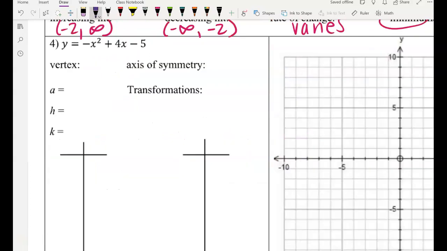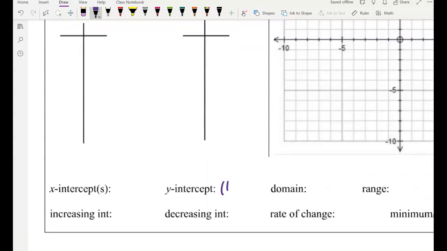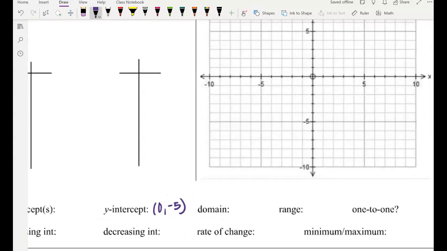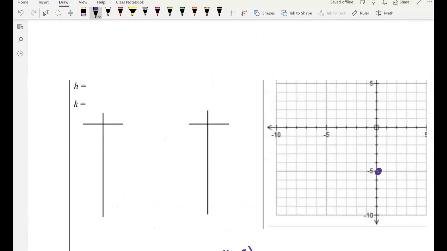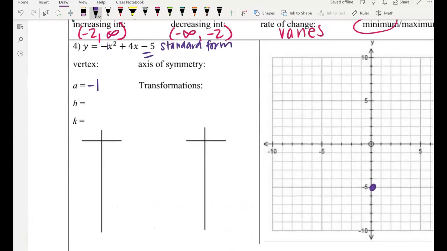Okay, example 4 says y equals negative x squared plus 4x minus 5. Since there's no number right there, that is going to be a negative 1. This is in standard form, so we can find the y-intercept right away, which is the c value. So the y-intercept is going to be 0, comma, negative 5, since c is negative 5. And let's plot that right away. Why not? All right, so now let's find the h value.